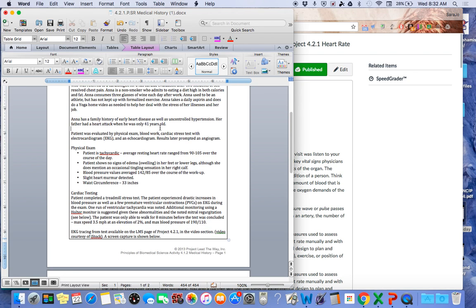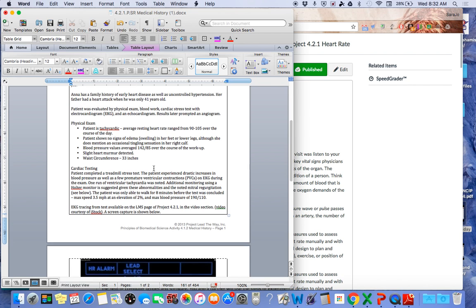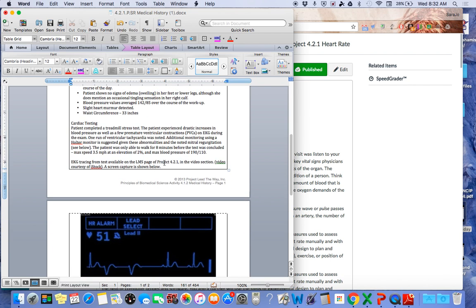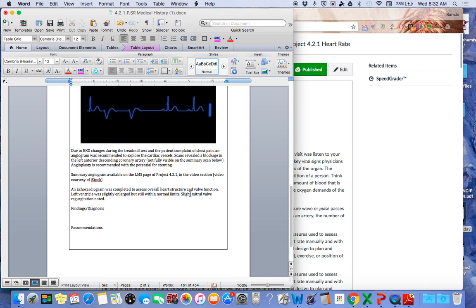But just read through here. You can highlight anything that's important. Notice that she's got some heart issues. It just tells you a bunch of interesting things about her. Her blood pressure, you can see if this is high or not or low. If you don't know about blood pressure, look up what normal blood pressure is and find out. It tells you about all the cardiac testing she did. Here's her EKG, things like that.